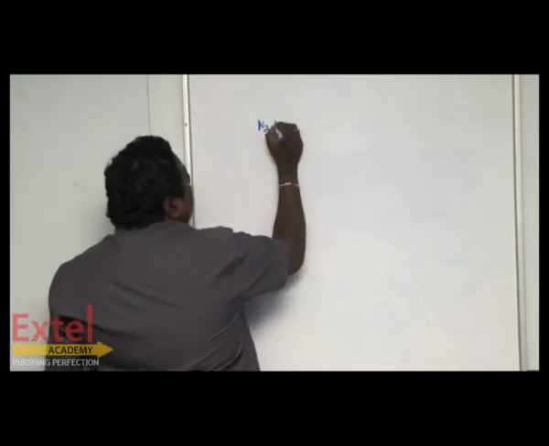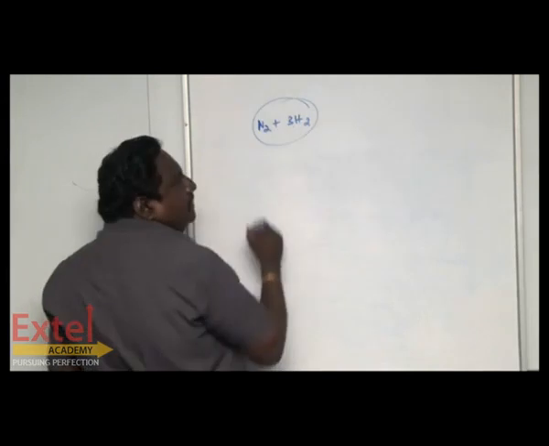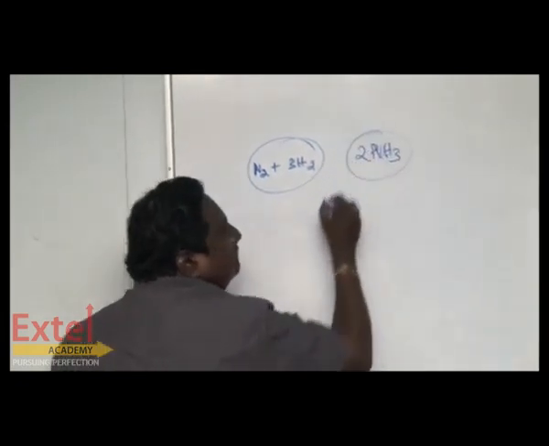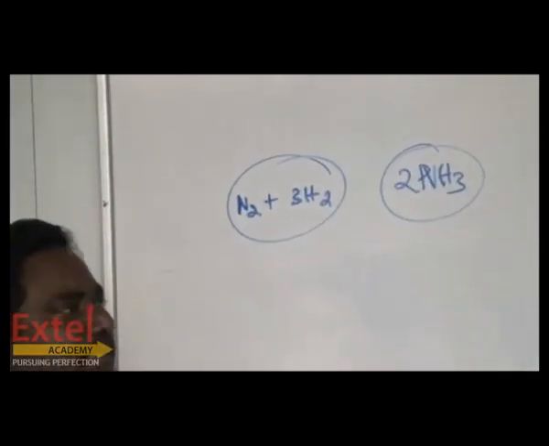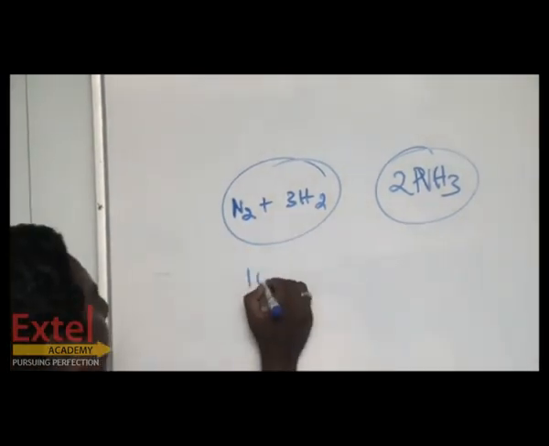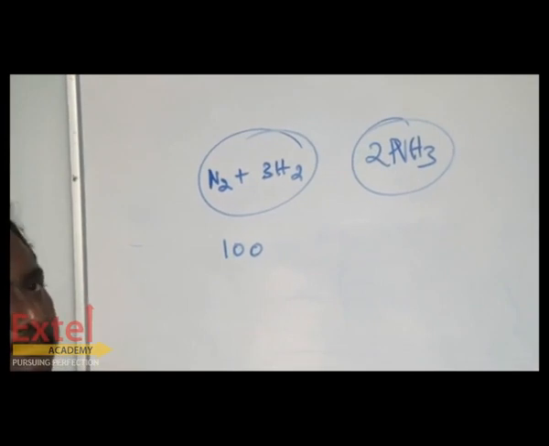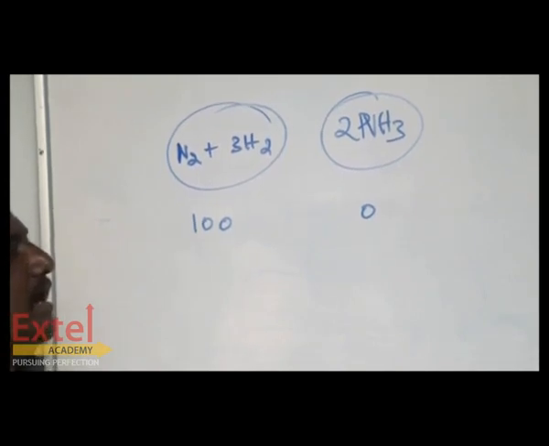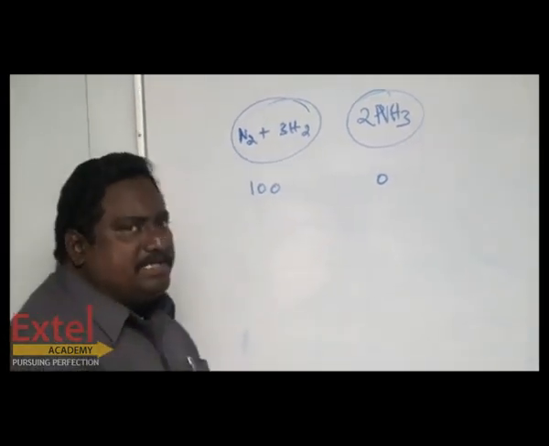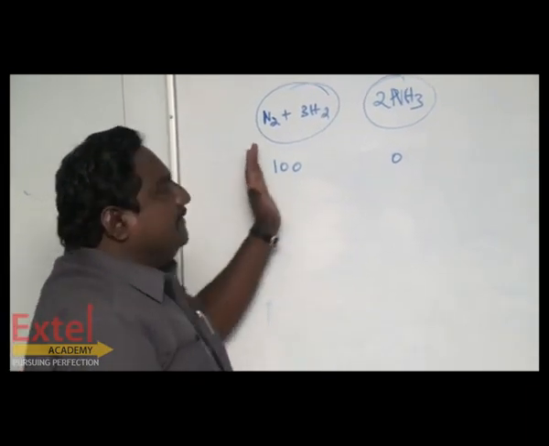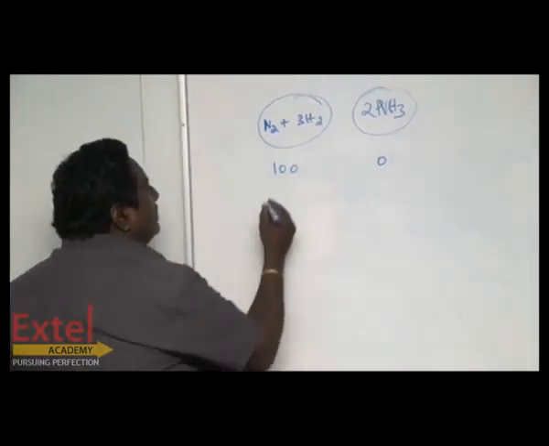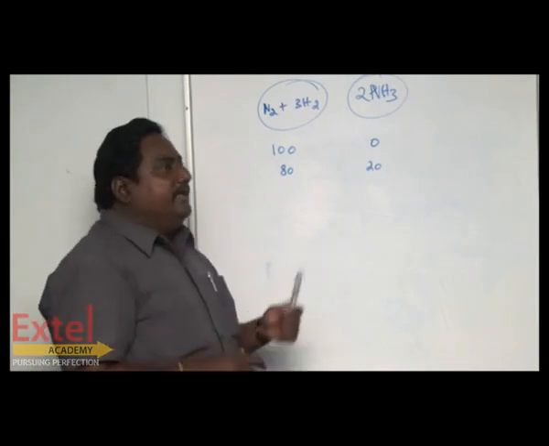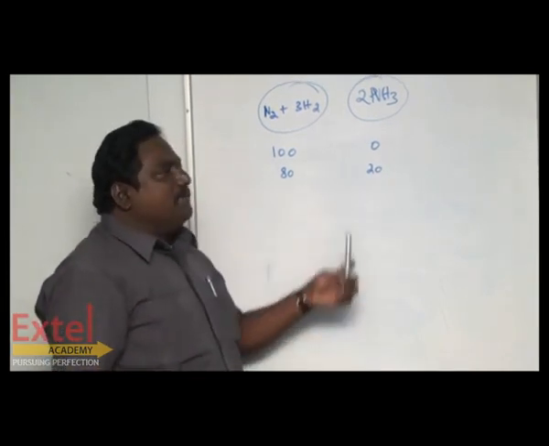Suppose these are the reactant, and this one is the product, ammonia. Reactant and products are there. Initially, say 100% products are there. Zero reactant. Le Chatelier has claimed that always the reaction moves from higher concentration to the lower concentration. So reactant to product. Suppose it decreases to 80 and 20. Now, 80% of reactant and 20% of product.